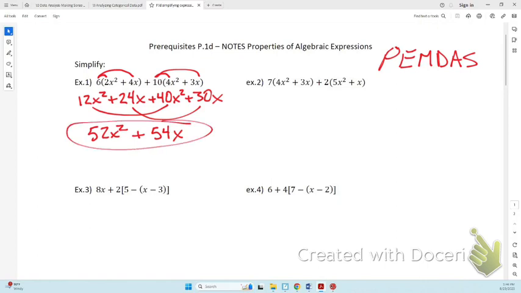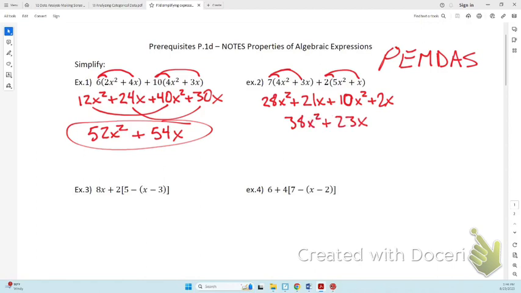On number 2, very similar, just different numbers. Distribute the 7, distribute the 2. So 28x squared, and then add like terms. So you end up with 38x squared plus 23x. So that was a little warm up.